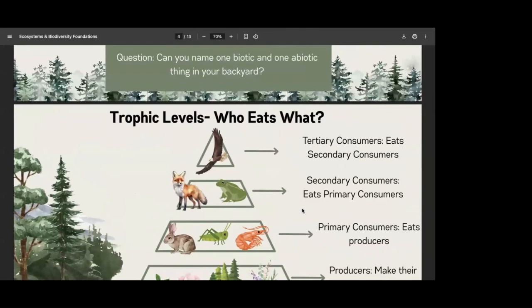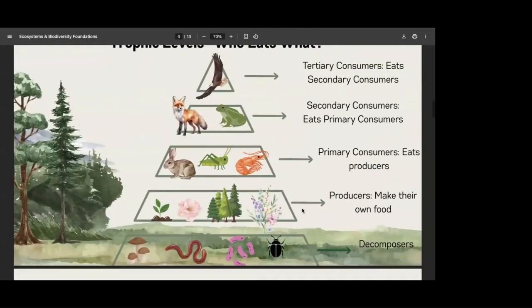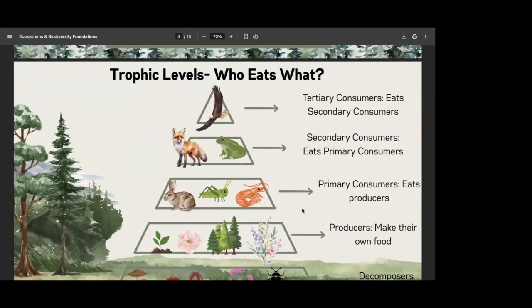Now for trophic levels, which is basically just who eats what. On the bottom, we have decomposers. They're at the bottom. And producers, they make their own food, which means that they don't consume anything. As you can see, on the producer side, you have all plants, and typically they make their food from sunlight.